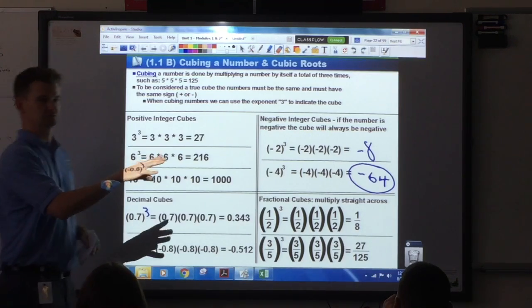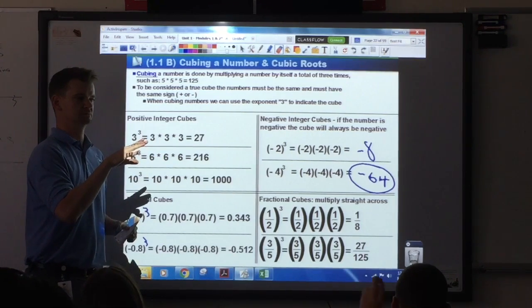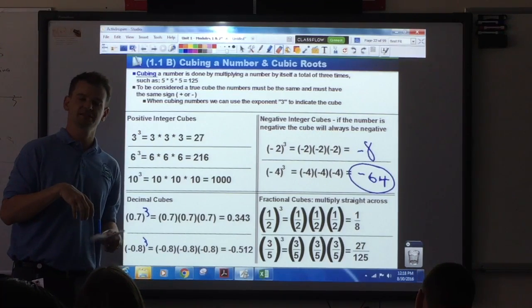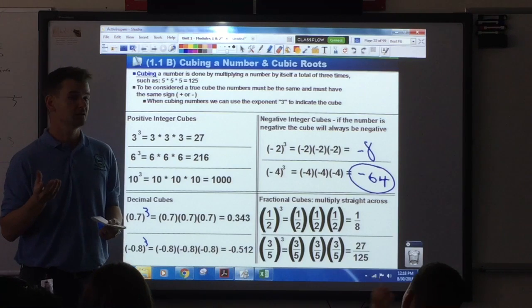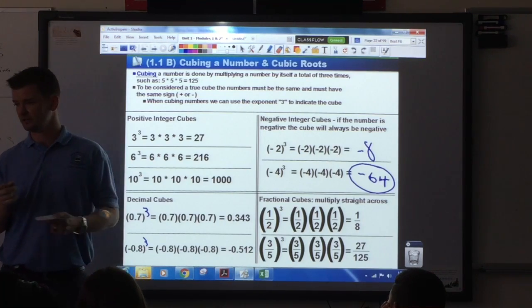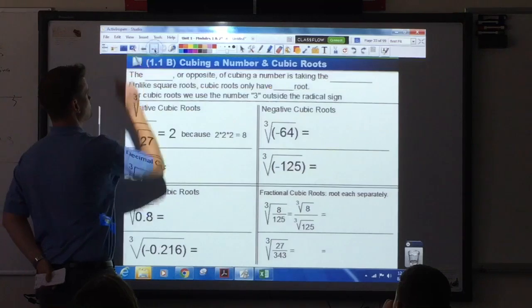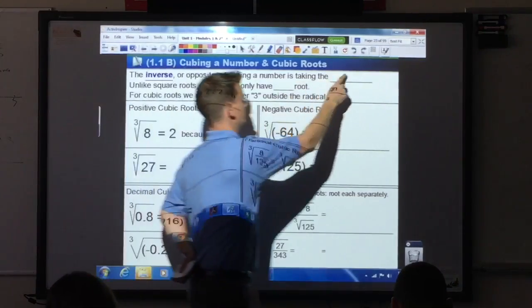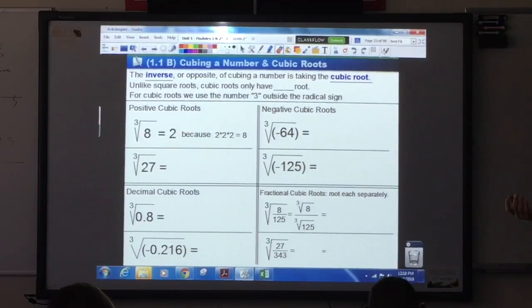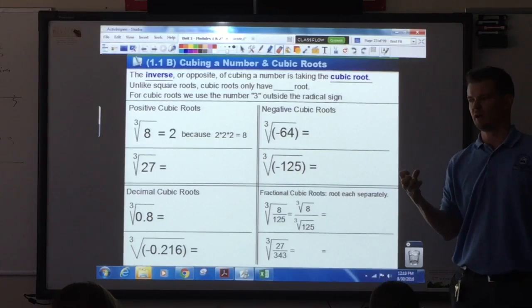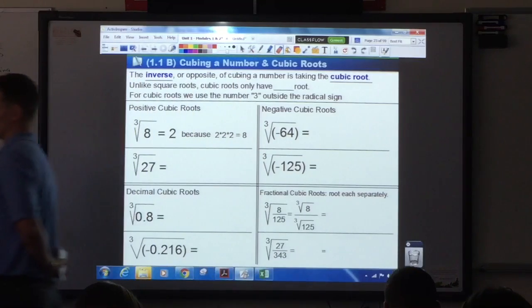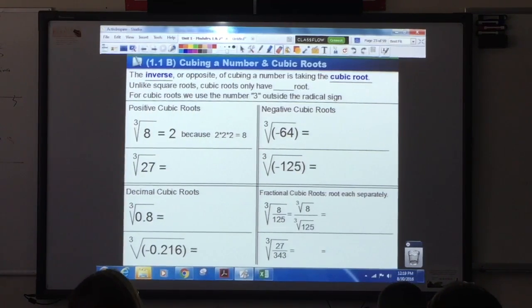So that's cubing, just like squaring. But just like squaring had an inverse, which was taking the square root, cubing has an inverse. It's known as taking the cubic root. So we want to take a cubic root now. The inverse or opposite of cubing a number is taking the cubic root. You're going to be given a number, and then you have to find what 3 numbers you multiplied in order to get that product.